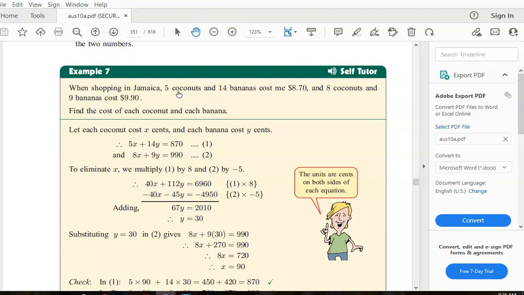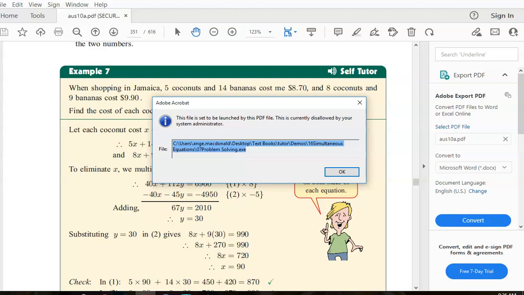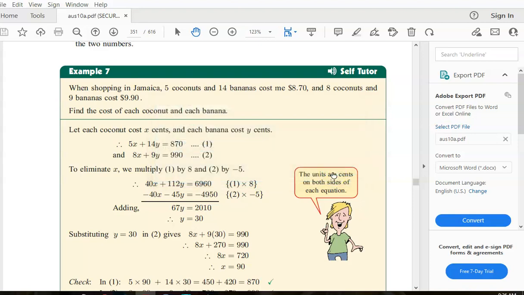But you can see 5x plus 14y equals 870. All they've done is changed it to cents. Personally, I would have kept it as $8.70, 8.7. I don't mind working with decimals. And you then got 8 coconuts and 9 bananas. Sorry, that makes me chuckle. Again, equals 990. I would have put $9.90, so 9.9.